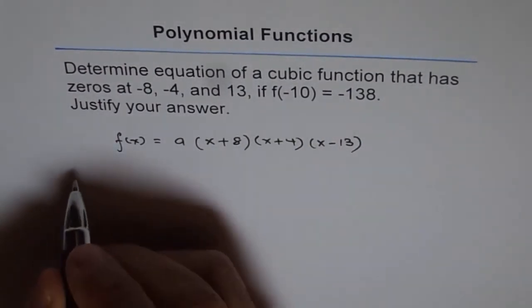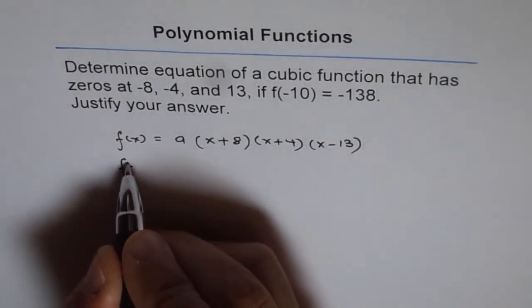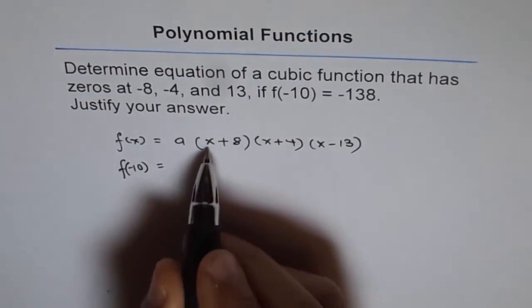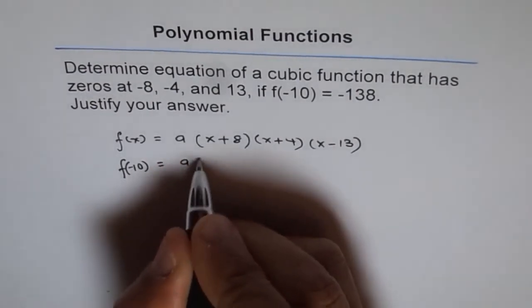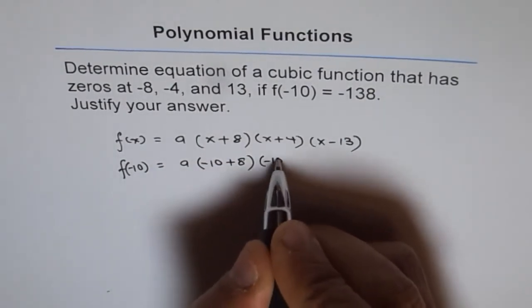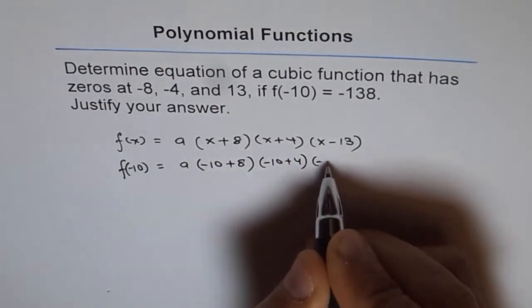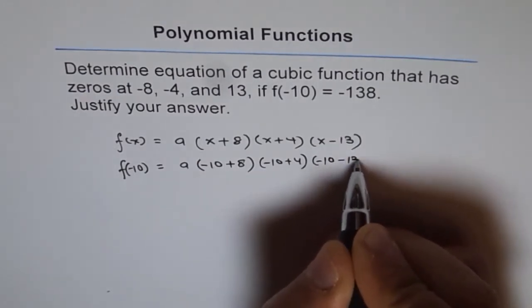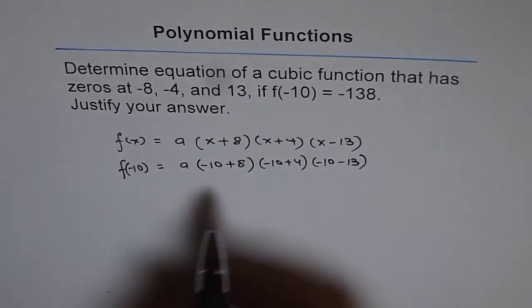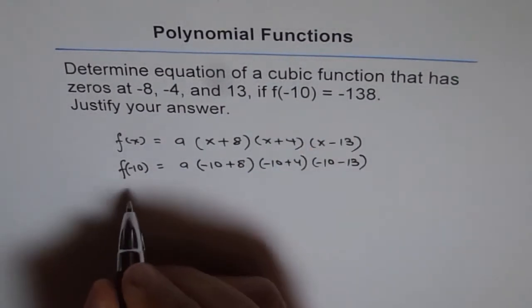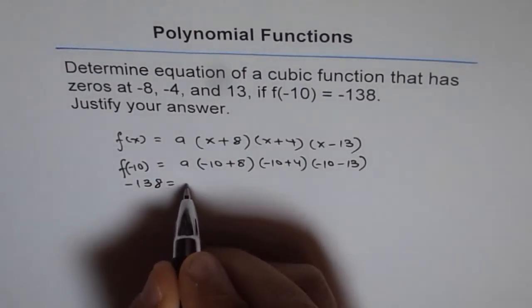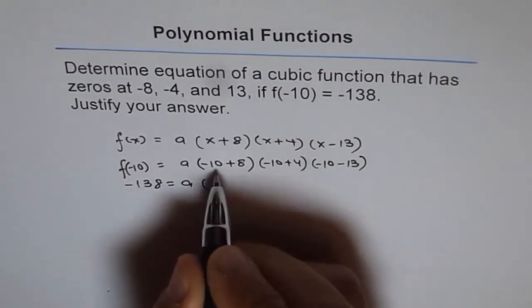So we say f of -10 equals, so we'll plug in -10 for x, correct? A times (-10 plus 8), (-10 plus 4), (-10 minus 13), correct? So that is f of -10. And let's calculate. F of -10 is given as -138, so we write -138 equals, so this is -2.